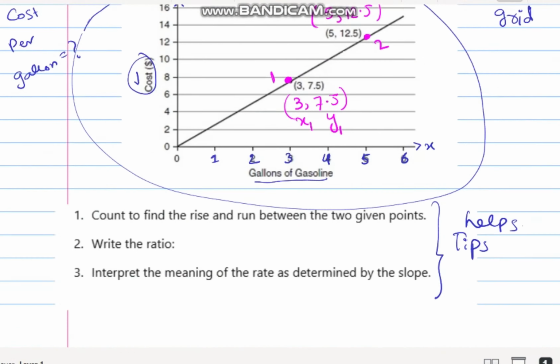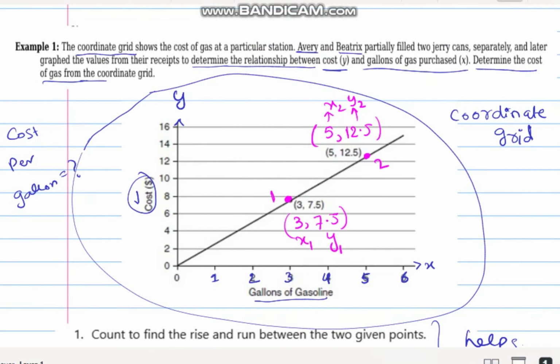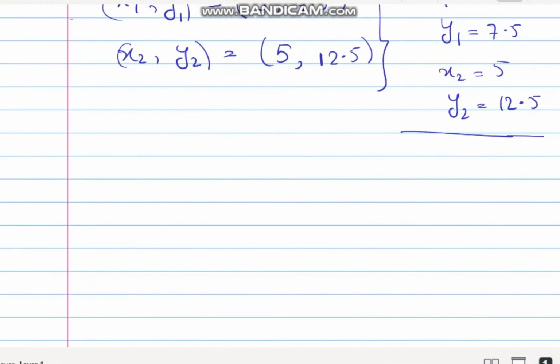Okay, now we have given a question. What is the cost of the gas? Basically we have to find the cost. Let me write here. Okay, with the gray pen.